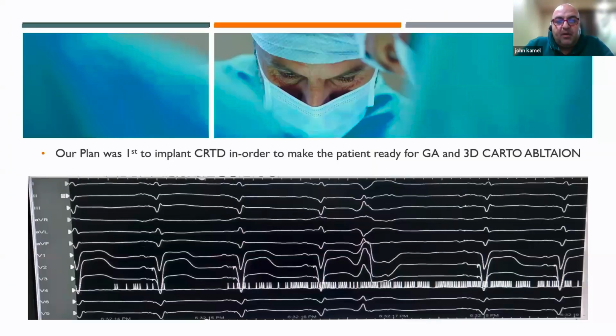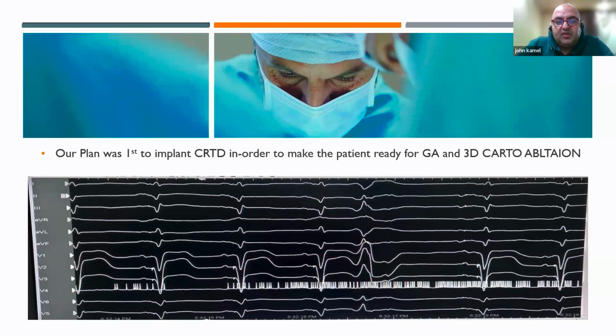Our plan, first, was to implant a CRTD. Why CRTD? Because he had a fair ejection fraction. By the way, he did an MRI in his native country, which was misleading to us because it stated that his ejection fraction was about 30%, with segmental wall motion hypokinesia and scarring tissue in the inferolateral and apical segments with very low ejection fraction.